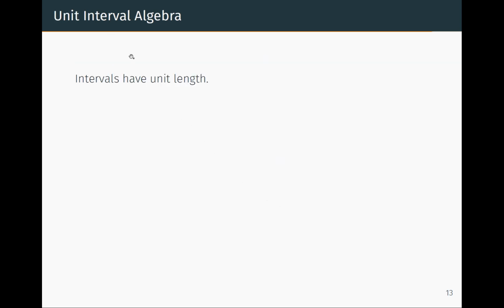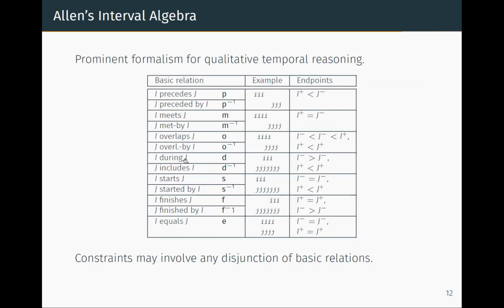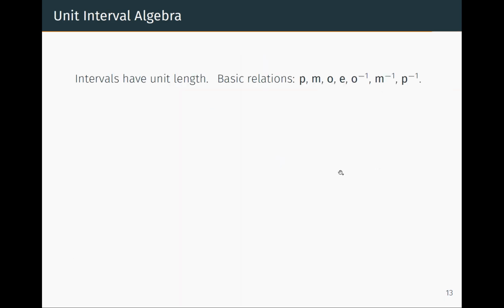So if we consider Allen's interval algebra, but only for the intervals whose length is 1, then we get another constraint language, and it has only 7 relations here. So we lose the relations during, starts and finishes, because for unit intervals they cannot be satisfied. So only the 7 basic relations and disjunctions of those. And we show that unit interval algebra is equivalent to the problem CSP D21.